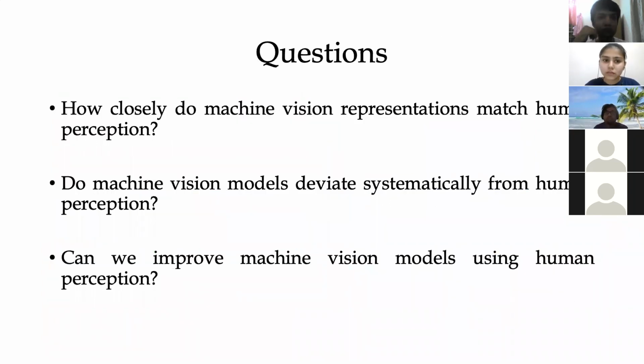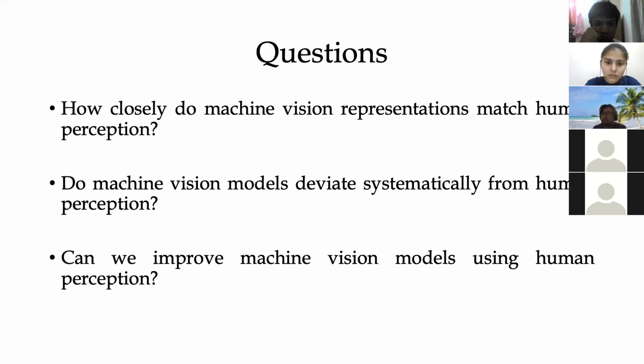So in the paper, we try to address these issues by asking three specific questions. First, how closely do machine vision models match human perception? I would like to stress here that we're asking this question of many machine vision models, of which CNNs are a subset. And second, if machine vision models do not match human vision, are there systematic ways in which most or all of these models deviate from human perception? And finally, we asked if machine vision models can be improved by augmenting them with systematic biases that we find out in answering the second question.